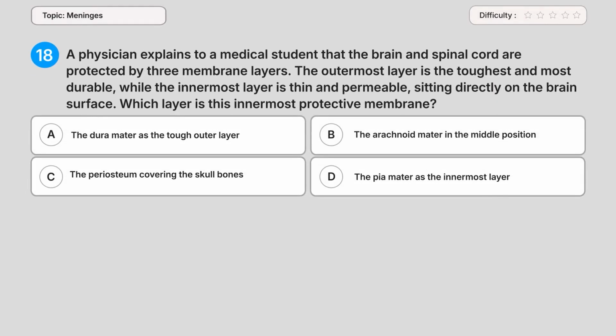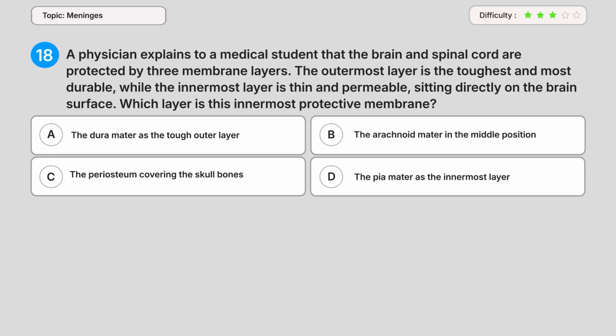18. A physician explains to a medical student that the brain and spinal cord are protected by 3 membrane layers. The outermost layer is the toughest and most durable, while the innermost layer is thin and permeable, sitting directly on the brain surface. Which layer is this innermost protective membrane?